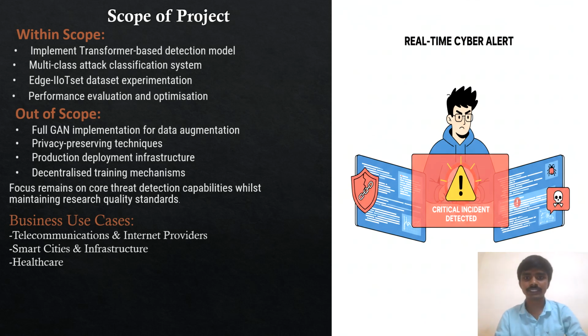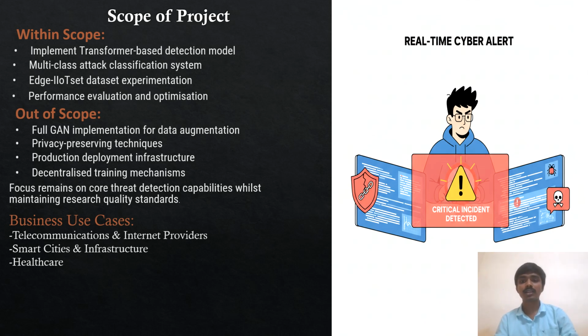Scope of our project. Our project focuses on core threat detection. Within scope, we are implementing the transformer based model. We are also building the multi-class classification system, and we are using the Edge-IIoT dataset, which is a large dataset consisting of three kinds of files: normal file, attack file, and model file. The model file consists of two other files, which are the machine learning dataset file and the deep learning dataset file. We are using the deep learning dataset file and evaluating the performance.